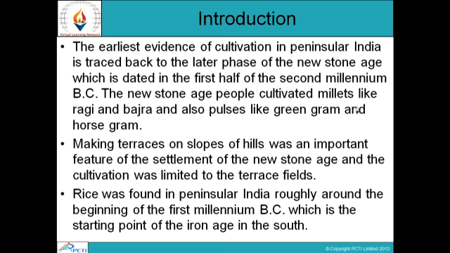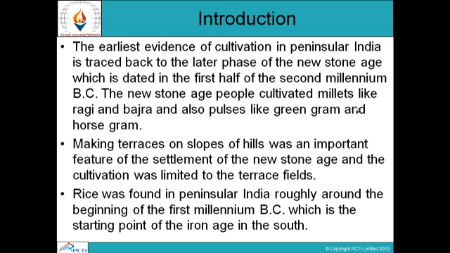Introduction. The earliest evidence of cultivation in peninsular India is traced back to the later phase of the New Stone Age, which is dated in the first half of the second millennium BC. The New Stone Age helps people cultivate millets like ragi and bajra, and also pulses like green gram and horse gram. Making terraces on slopes of hills was an important feature of the settlement of the New Stone Age, and the cultivation was limited to the terrace fields. Rice was found in peninsular India roughly around the beginning of the first millennium BC, which is the starting point of the Iron Age in the south.